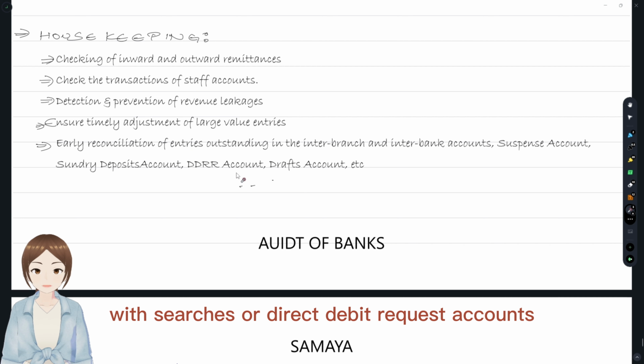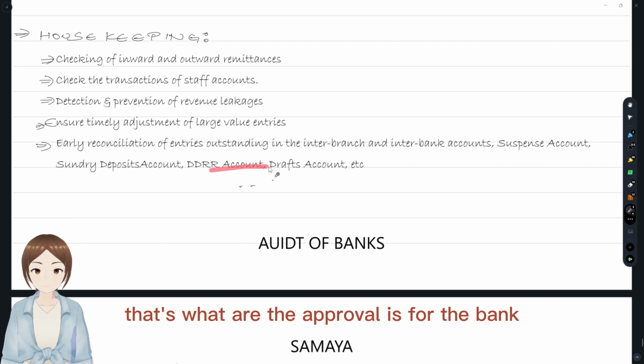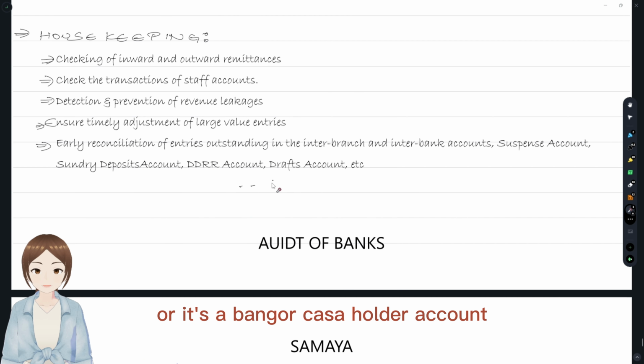DDRR accounts are such as direct debit request accounts, where if a person has some EMI for a car loan, you could authorize your bank to make the payment directly on the due date. That is the approval given to the bank, so that it could debit the customer's account, or the bank CASA holder's account, for that EMI or regular payments. This is with regards to that.